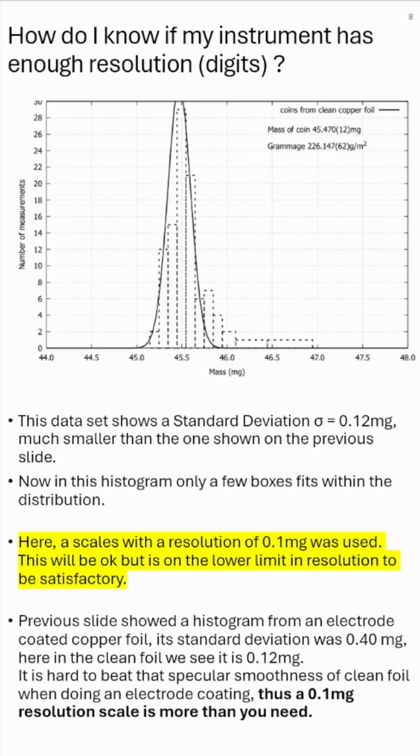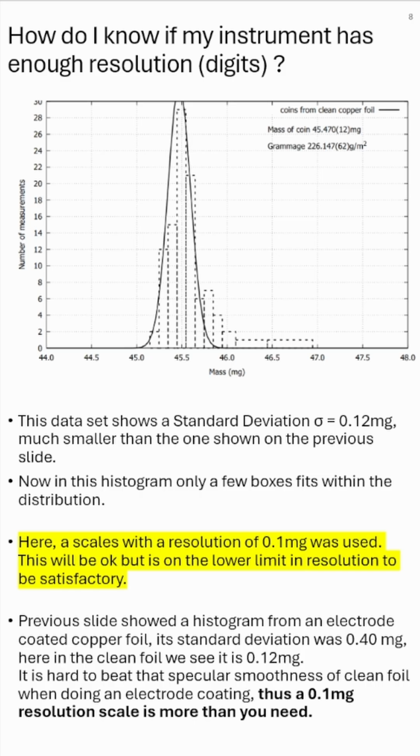So here we see that the standard deviation becomes 0.12 instead of 0.40 milligram. And we see in the histogram, measured on the same scale with the same resolution, 0.1 milligram, that it's about 6 boxes now, and that fits. As I said, if it goes below 4, then you're starting to go lower than the acceptable limit that we demand in resolution. But here it seems fine.